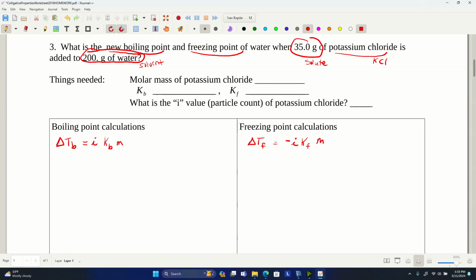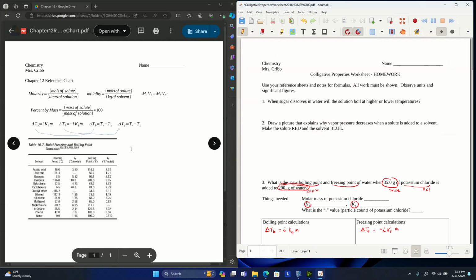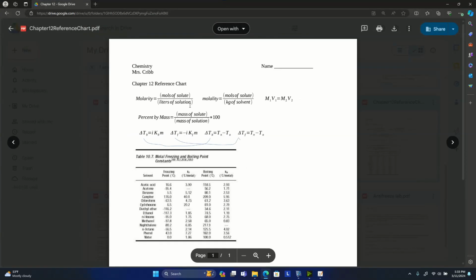All right, so in order to solve this problem, we have to make sure we fill those in. So the first thing I want you to do is find the K sub B value and the K sub F value. And those are on charts. So I'm going to minimize this for a minute. And this is the reference chart you should have gotten. Let's look at this one a little bit better.